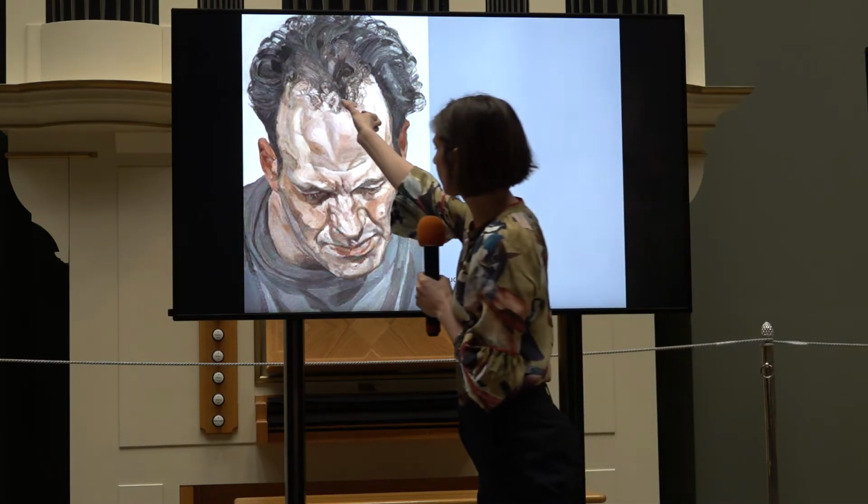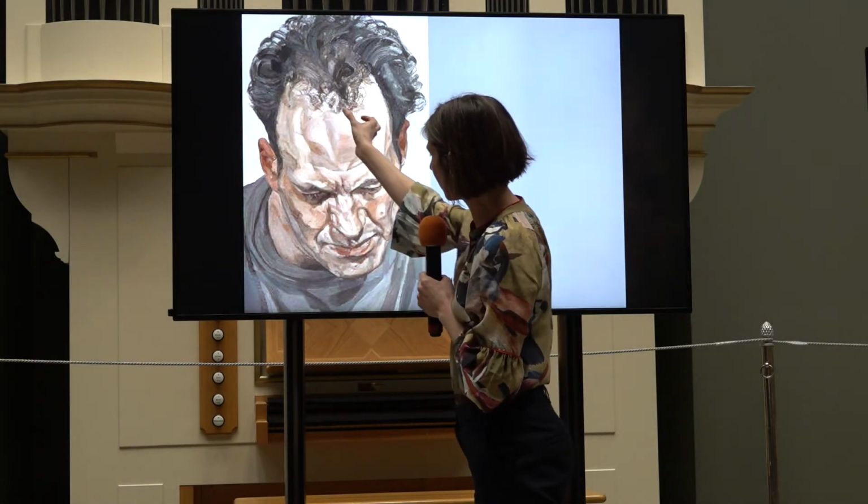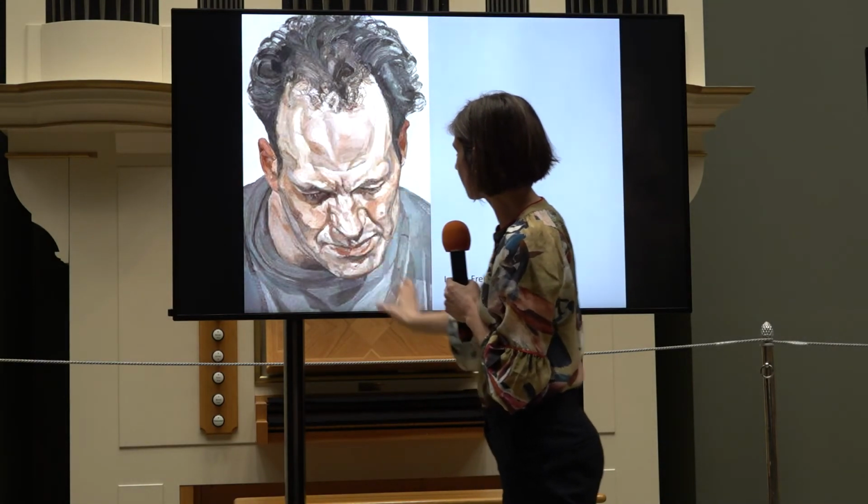And the incredible sense of spinning movement sort of across the face.